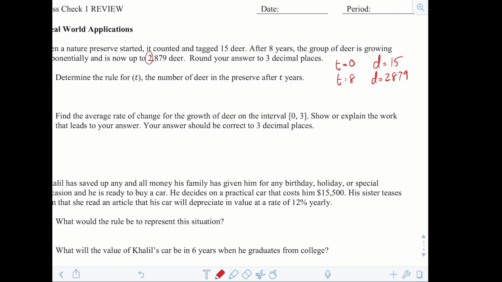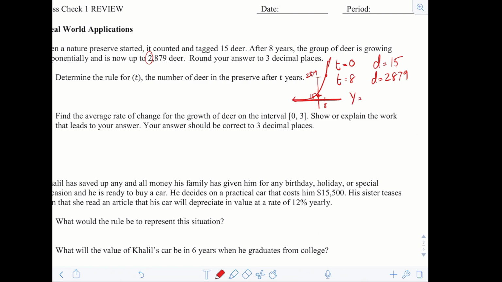What I want to do here is treat this almost like a graph, trying to figure out the value. This is going to be 15 right here, because when t is equal to 0, that's going to be 15. And when this is 8, this up here is going to be 2,879. So we know that it spikes up pretty quickly, like that. There's my exponential function.